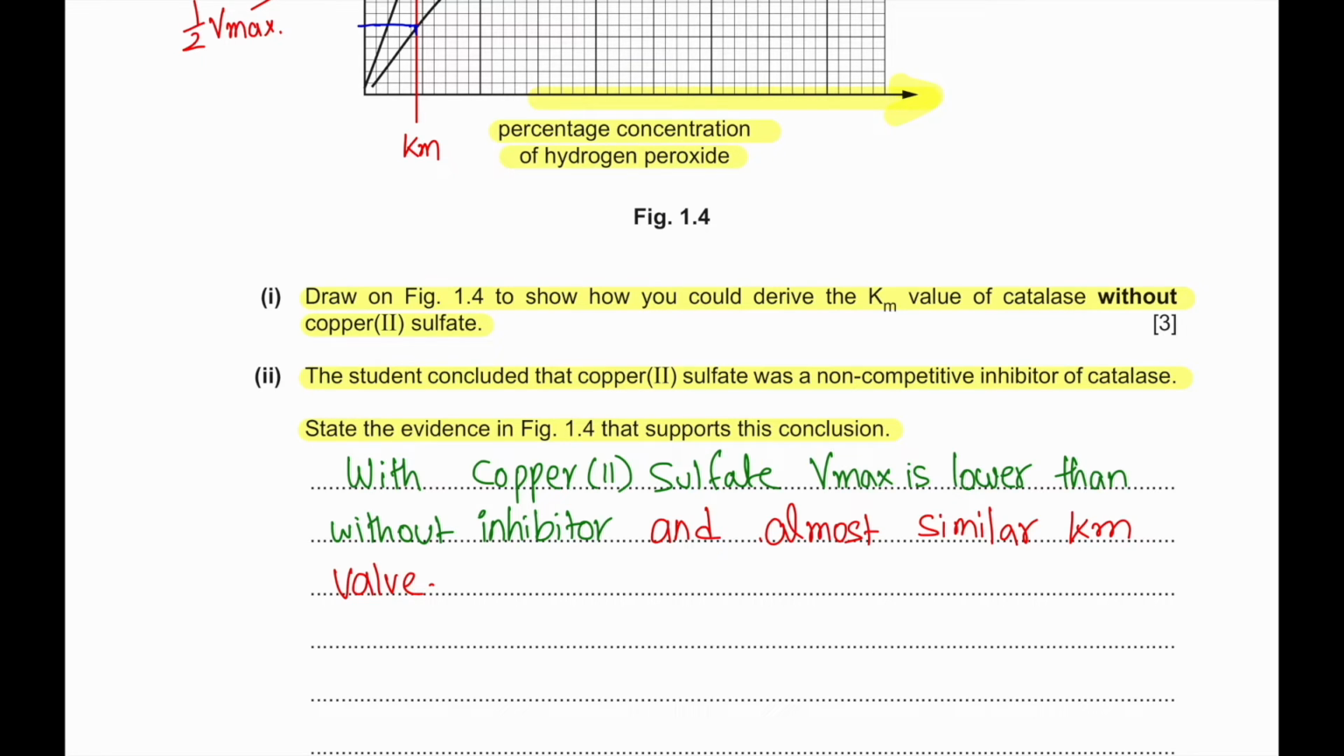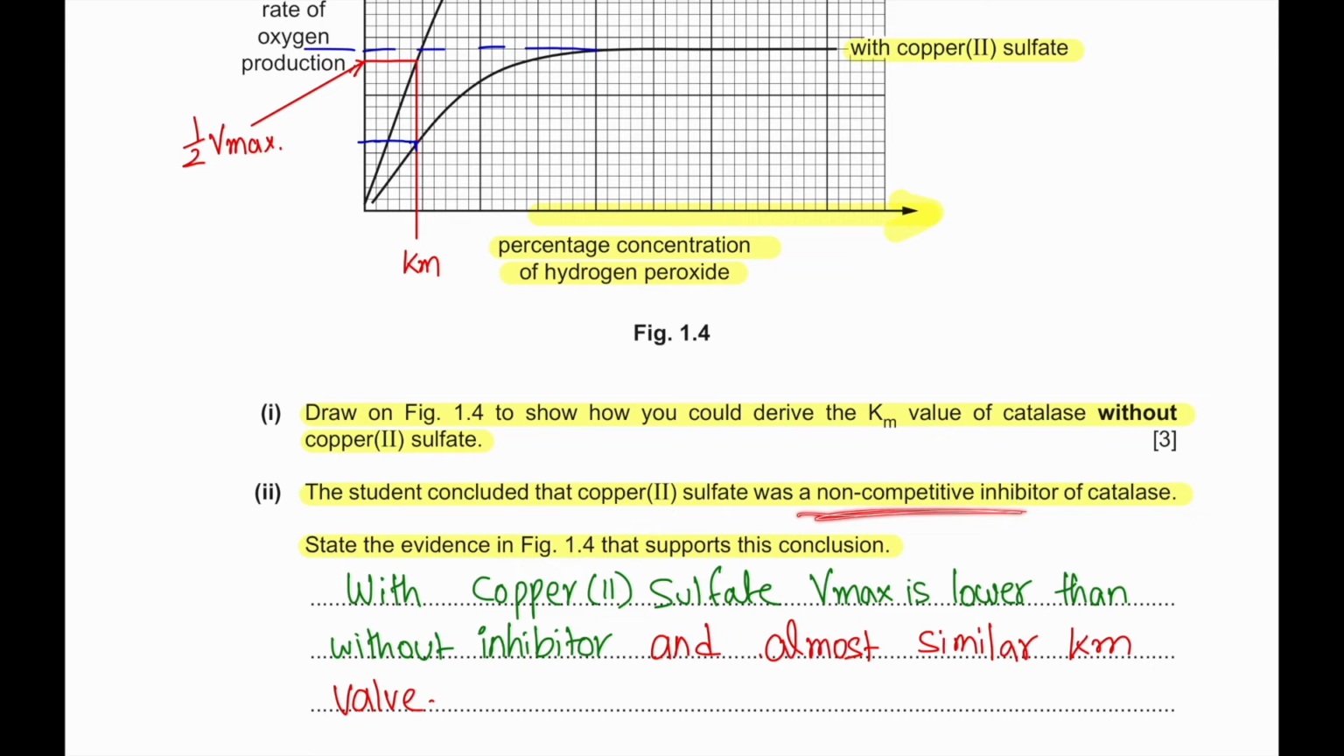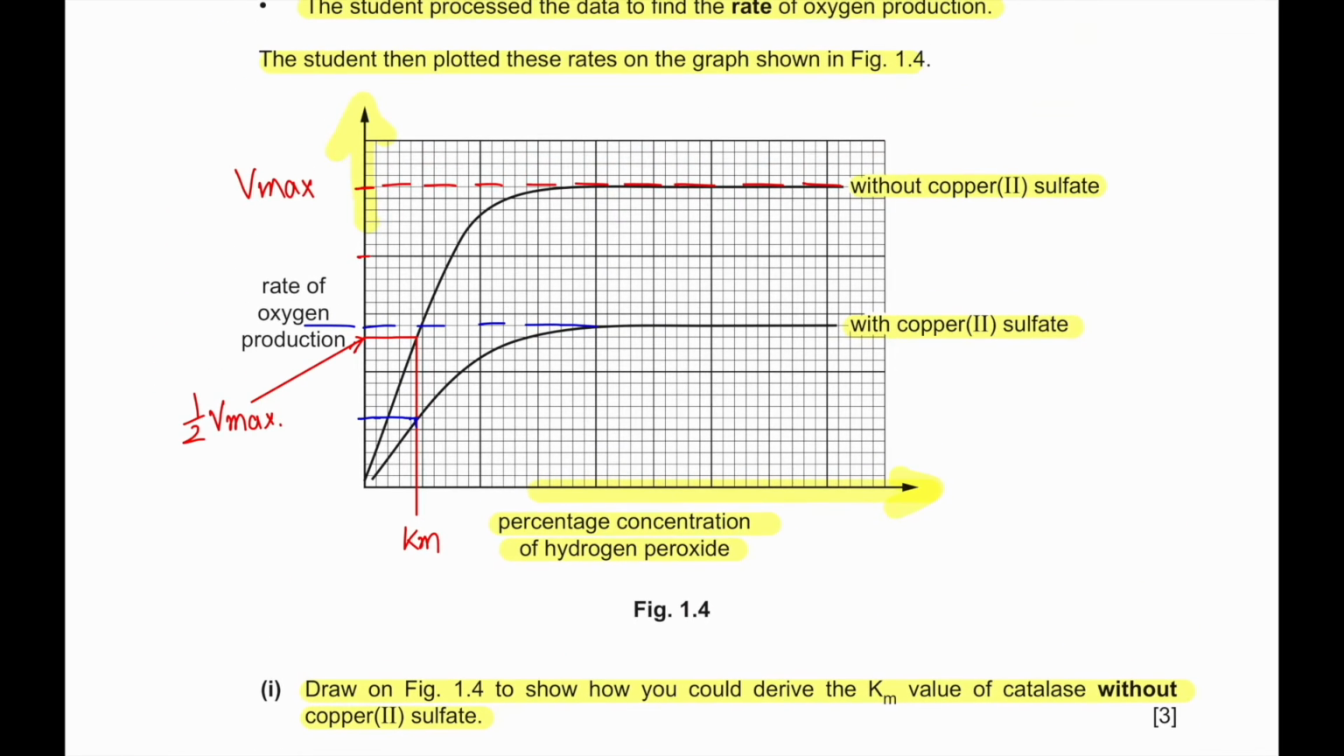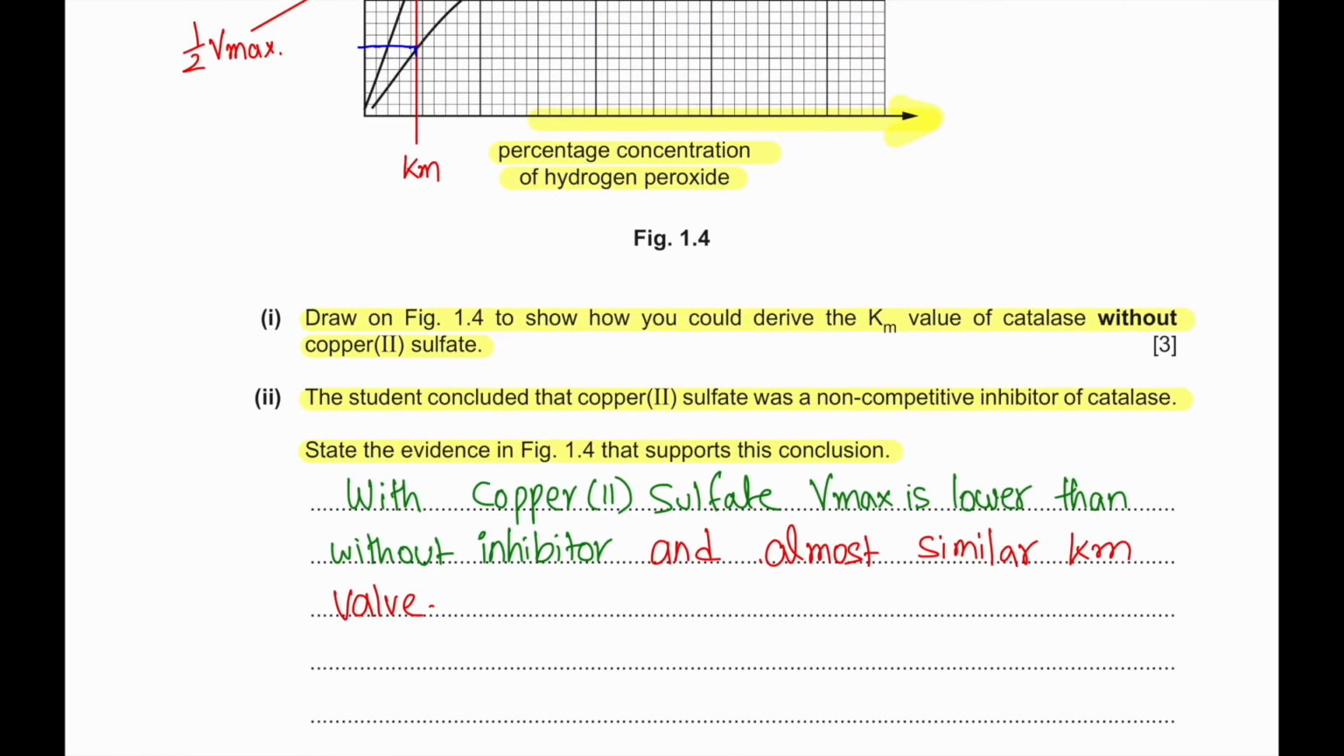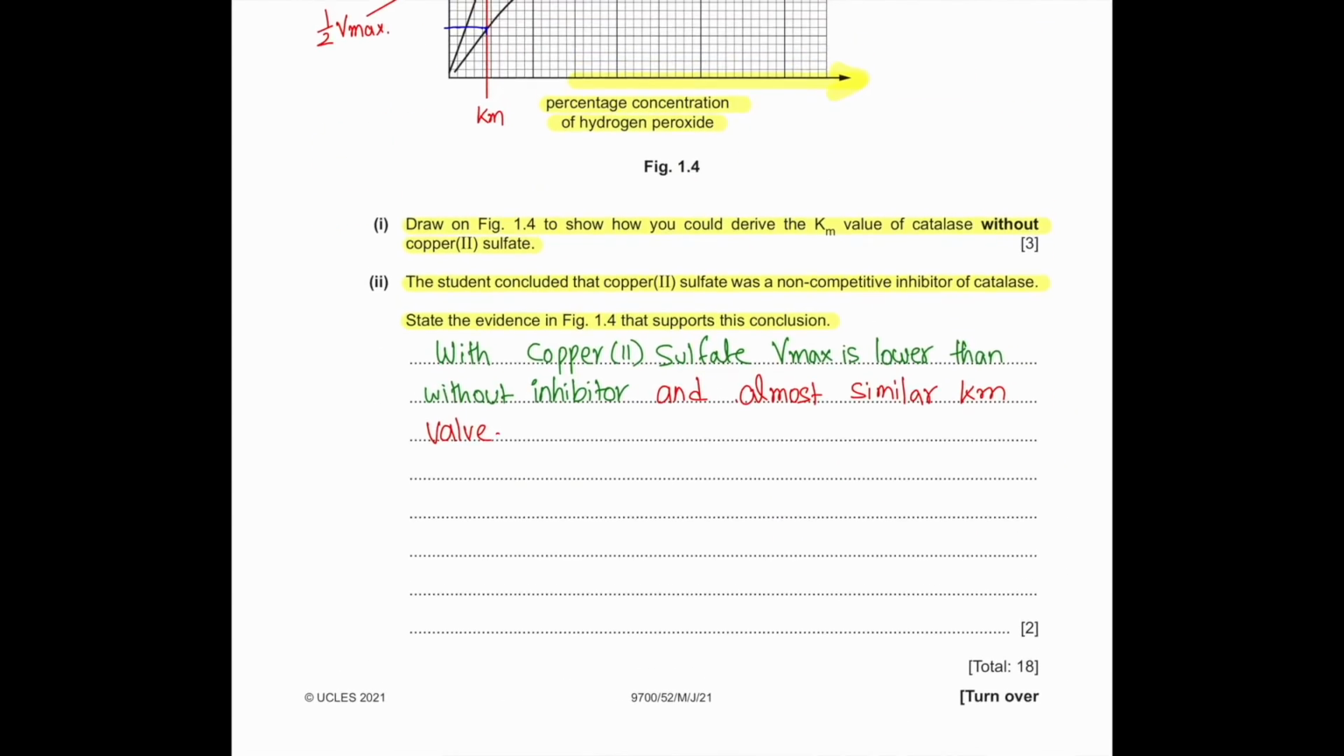Okay guys, so to understand the effect of a non-competitive inhibitor, we have to understand what basically happens with it. Generally, with the presence of a non-competitive inhibitor, the Vmax itself is going to be lowered. It's going to plateau at a much lower level. However, when we find the half Vmax and then the Km value, we will see that the Km value will stay relatively constant. So that indicates that copper 2 sulfate is a non-competitive inhibitor of catalase.